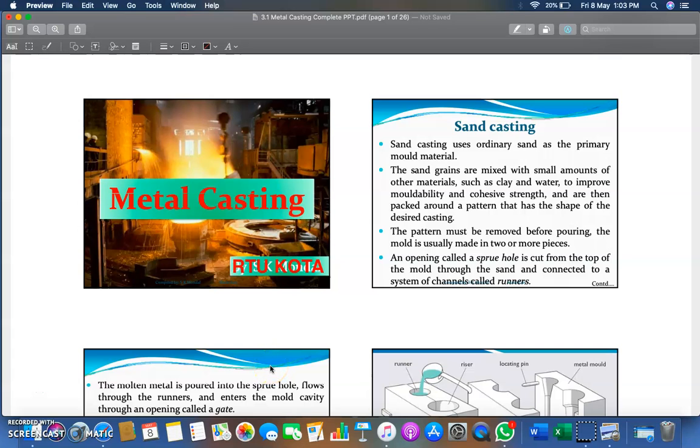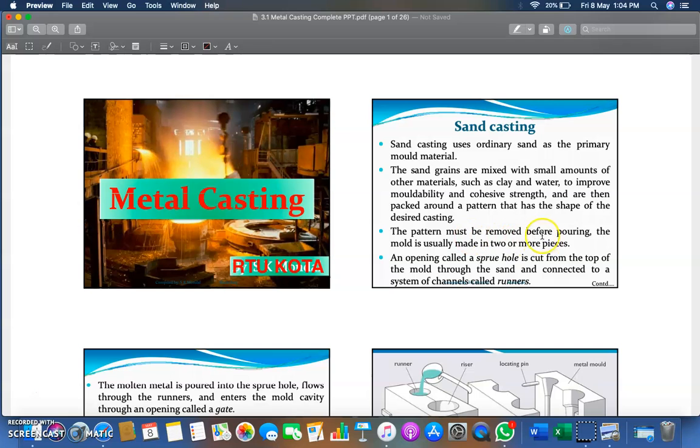Today we are going to discuss metal casting, which is a prominent topic of manufacturing technology in various semesters of your curriculum. Okay, so we'll start metal casting with sand casting. Sand casting is the very old and primary ordinary method of casting. In this, sand grains are mixed with a small amount of materials such as clay and water to improve the moldability. We'll discuss what moldability and cohesive strength are further.